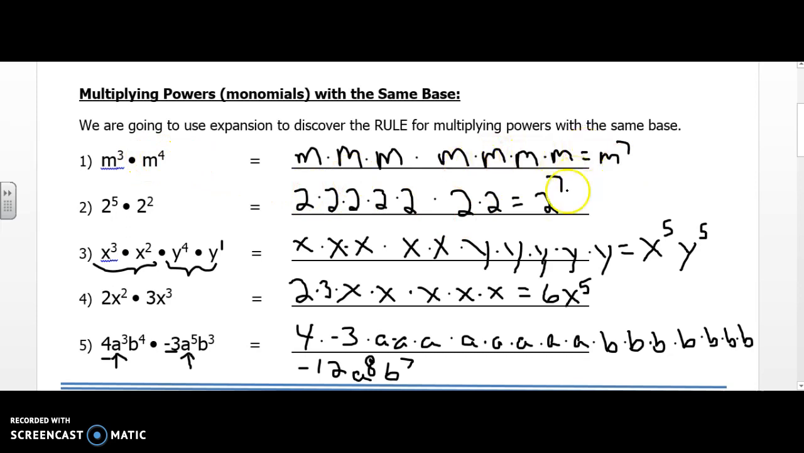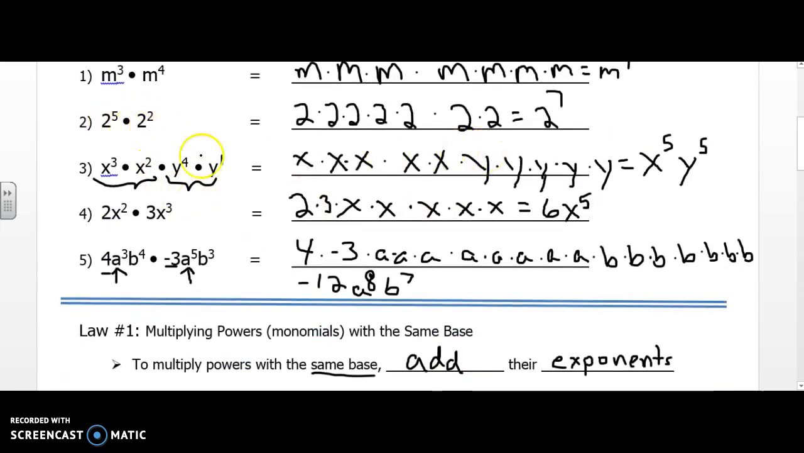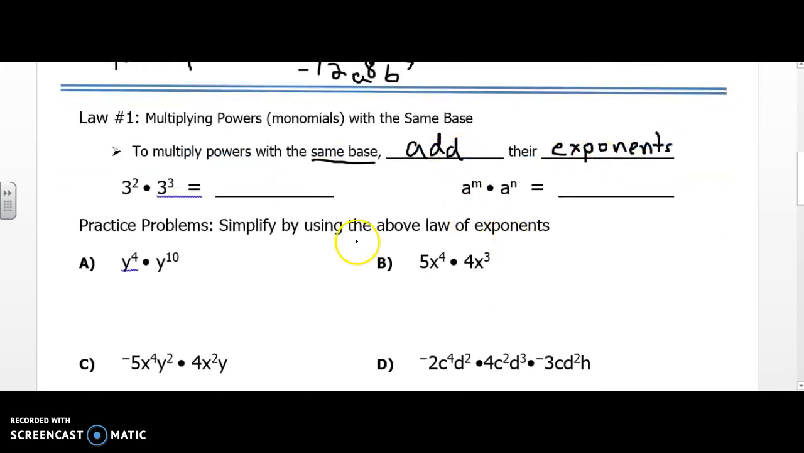3 plus 4 gives us 7. 2 to the 5th, 2 to the 2nd, 5 plus 2 gives us 7, 2 to the 7th. X to the 3, x to the 2nd became x to the 5th. Y to the 4th, y to the 1st became y to the 5th. Add them together, you're going to get 5 and 5. So we add the exponents.